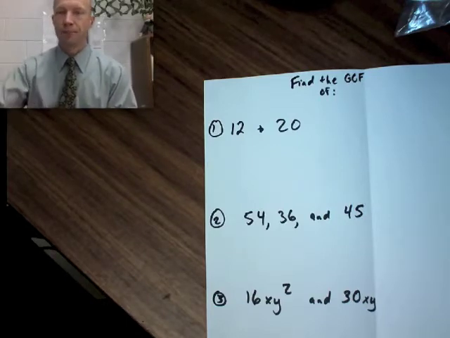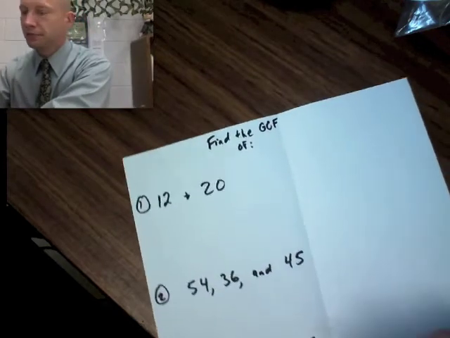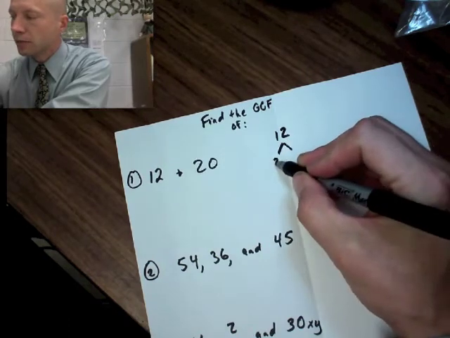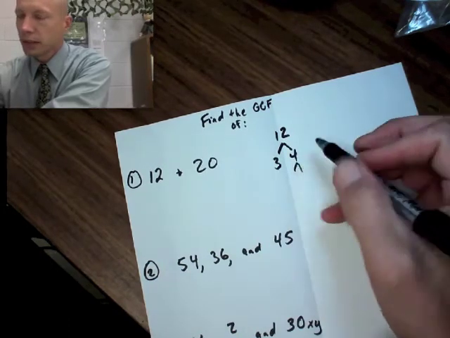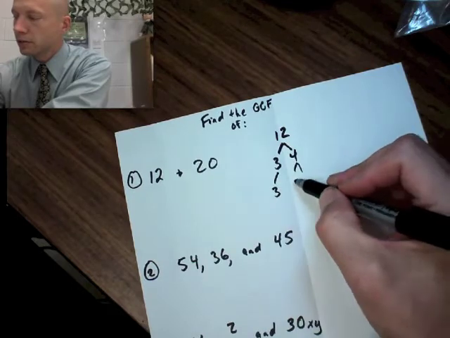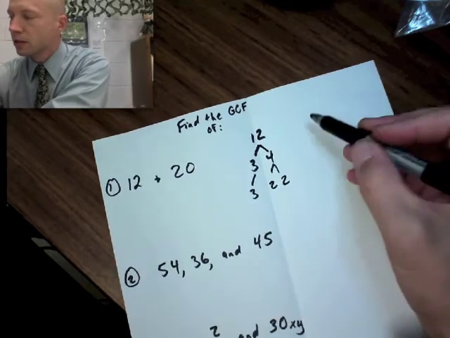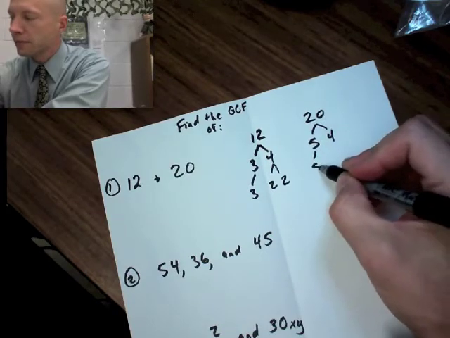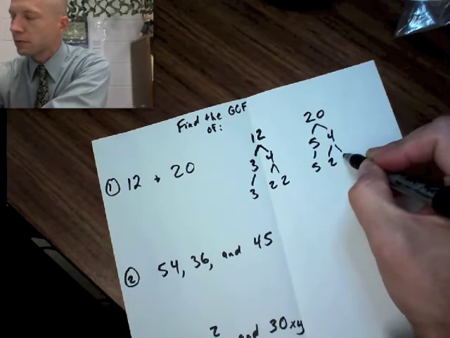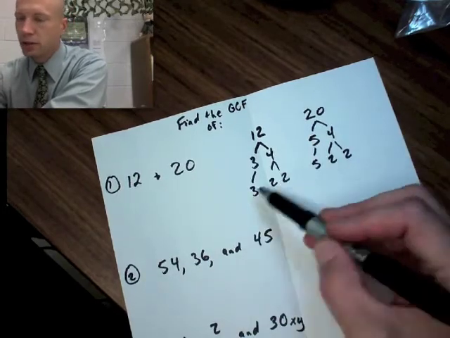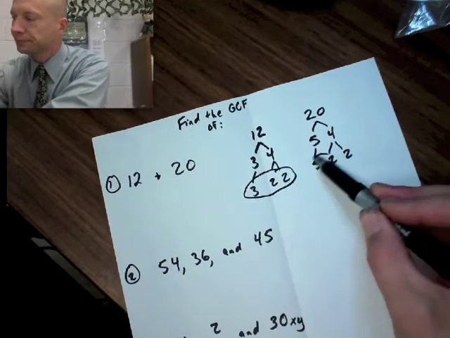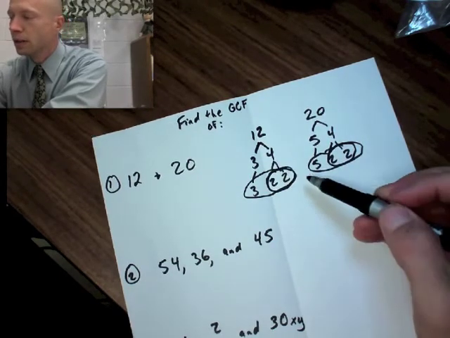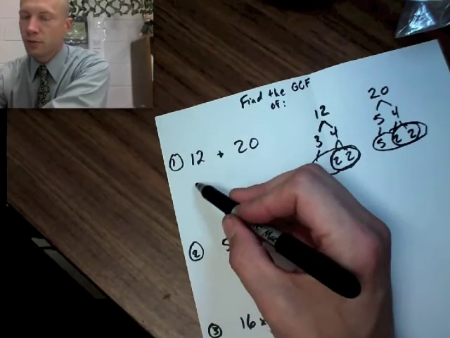All right, I hope you're back. 12 and 20 are our numbers for the greatest common factor. 12 can be broken down into 3 times 4, which is 3 times 2 times 2. 20 can be broken down into 5 times 4, which is 5 times 2 times 2. You say, what do these two things have in common? Well, this one has 2 times 2, and this one has 2 times 2, and that's 4. So the greatest common factor of 12 and 20 is 4.